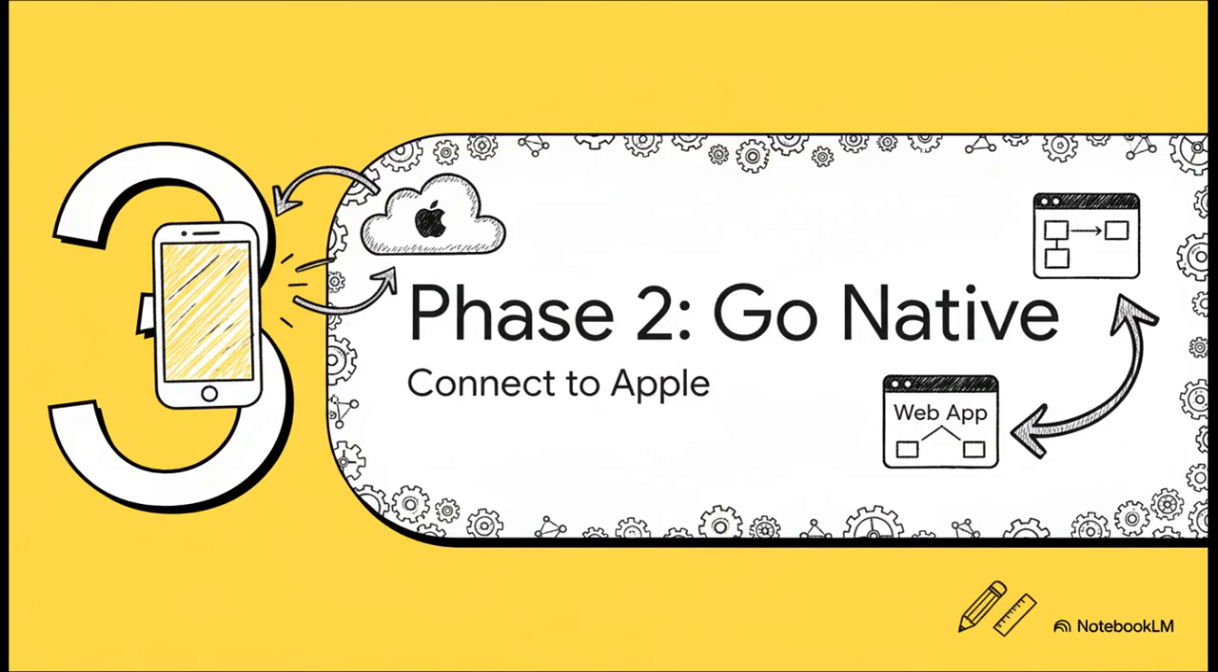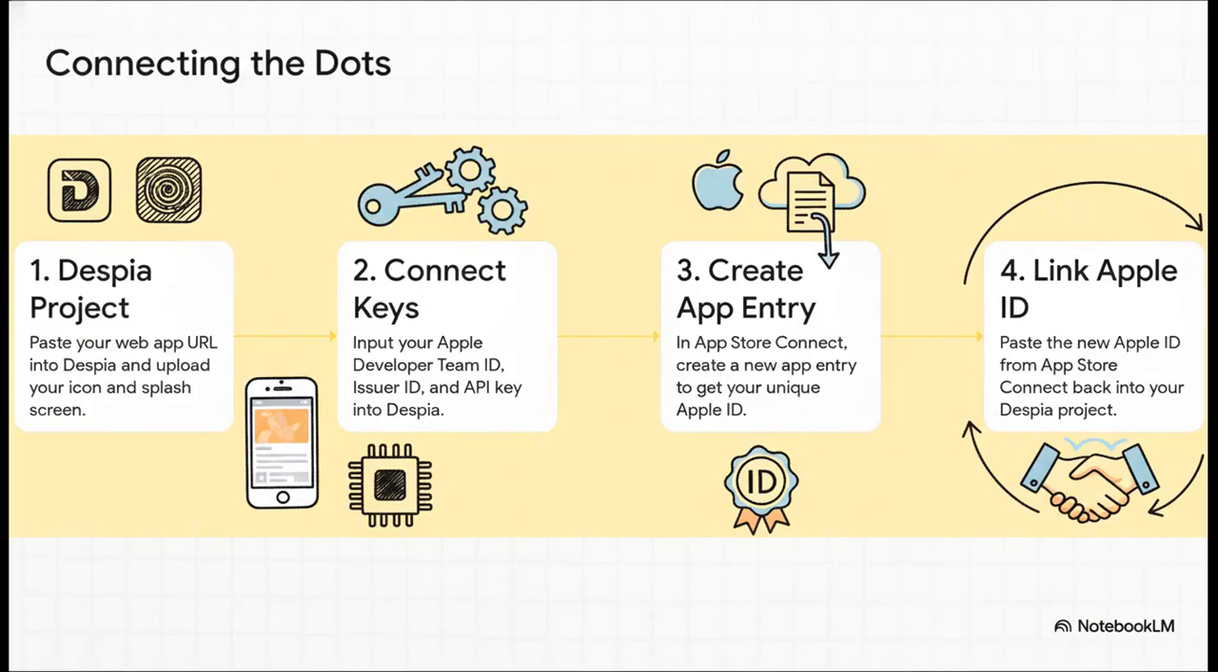That's awesome. Now for phase 2, where we give it its passport to the iOS world and connect it to Apple's ecosystem. This part is really just about connecting a few things. You hop into Despia, paste in the URL of the web app you made, and upload your app icon and a splash screen. Easy. Then you connect Despia to your Apple developer account with a few IDs and an API key. The last big step here is to go into App Store Connect to create an entry for your app. That gives you an Apple ID, which you just copy and paste right back into Despia. That's the handshake that links everything together.